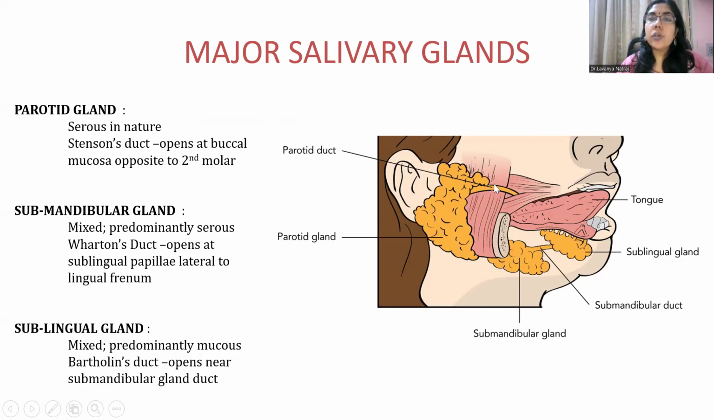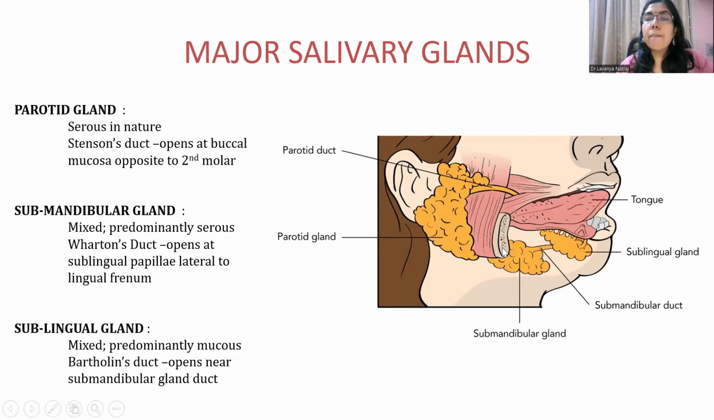They have the major duct called Stenson's duct. Now something on the Stenson duct. It crosses the masseter muscle and turns medially, penetrating the buccinator muscle. These are the two muscles that it crosses, and it opens intraorally at the buccal mucosa opposite to the second molar region. So that is Stenson's duct for you.